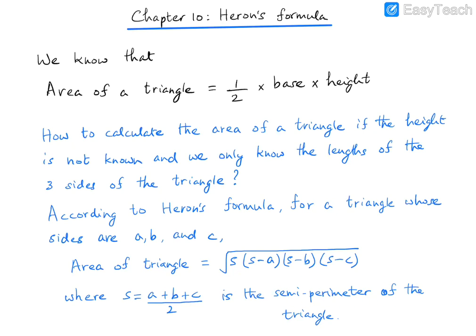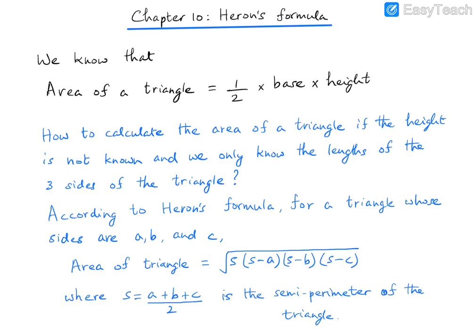We know the perimeter of any shape is the sum of the lengths of its sides. So in a triangle, we have three sides, and the lengths of the three sides are a, b, and c. So the perimeter is the sum of the three sides, which is a plus b plus c. And this parameter s is half of the perimeter, so it's a plus b plus c divided by 2. We call this the semi-perimeter of the triangle, which is basically the perimeter of the triangle divided by 2.